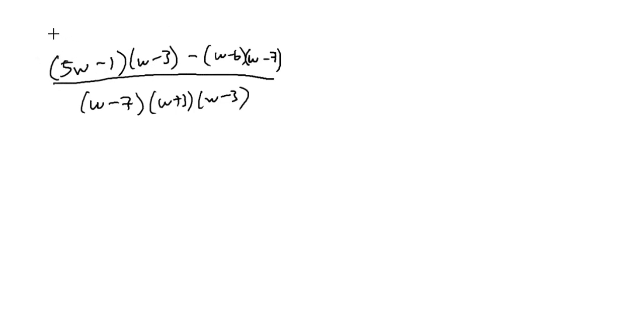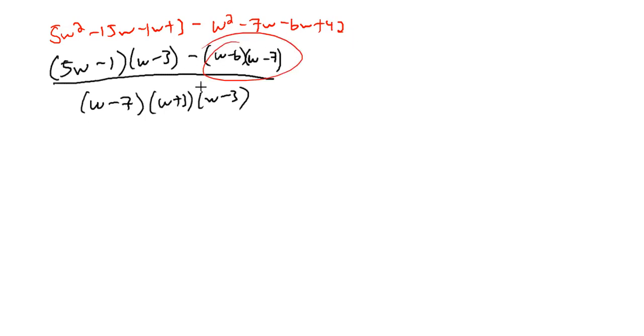So when we FOIL this, we'll get 5w squared minus 15w minus 1w plus 3. Here we'll have a minus sign, and then we have to FOIL this. We'll get w squared minus 7w minus 6w plus 42. But we want to subtract all of that, right? This minus sign is saying subtract whatever this is equal to.